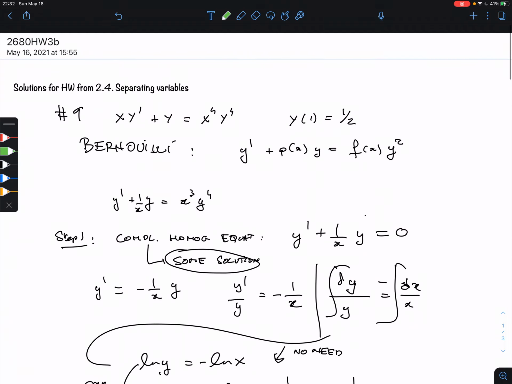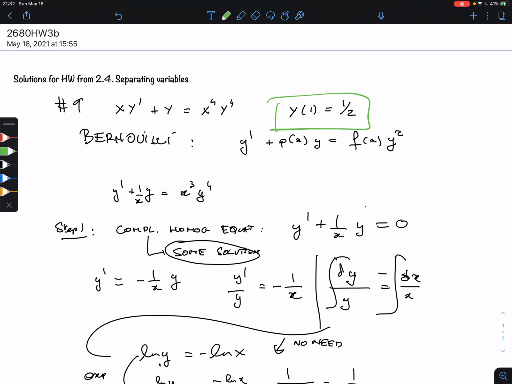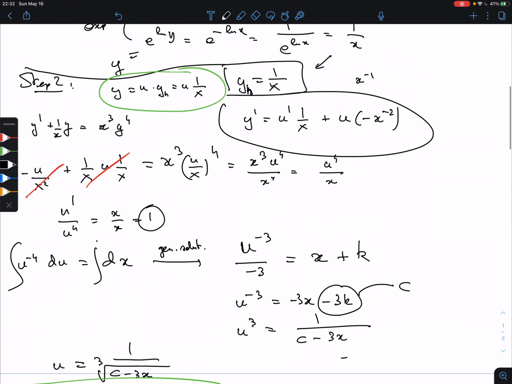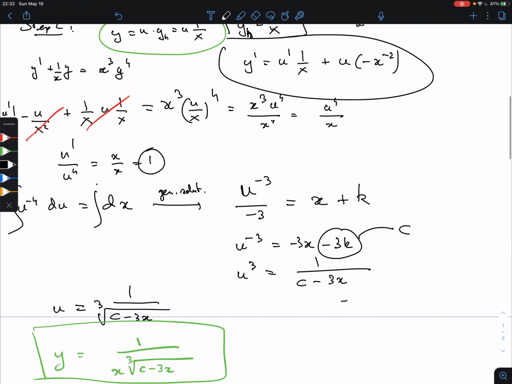But however, it was an initial value problem. y(1) equals a half. So let's go back into black. Step 3 or 4, I don't know where I am. Initial condition. So that if x is 1, then y was, what was it, 3? 1 over 2, a half.